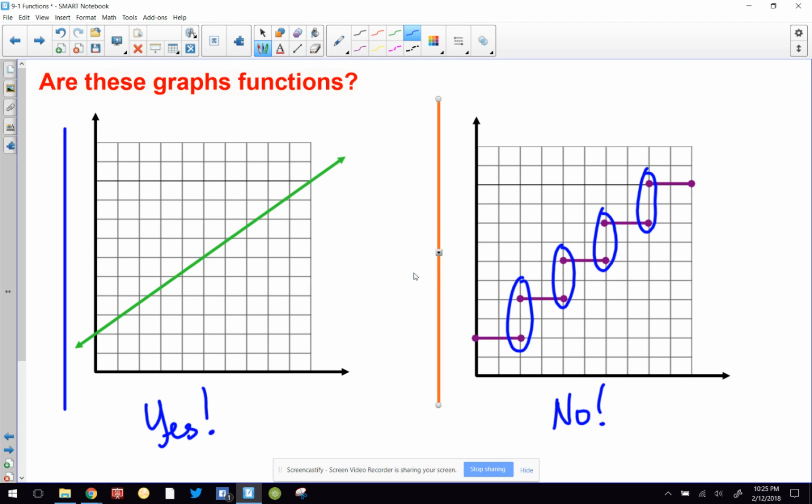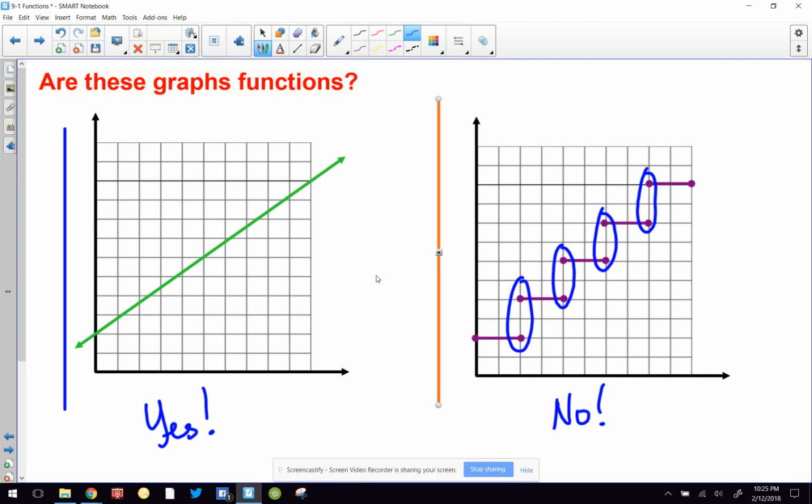So again, whenever your vertical line crosses the graph in more than one place, that tells you that the same x value has 2 different y values, and it is not a function. So that's what a function is. That's how to tell what a function looks like with ordered pairs, or a table, or a graph.